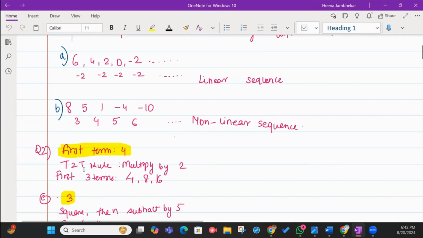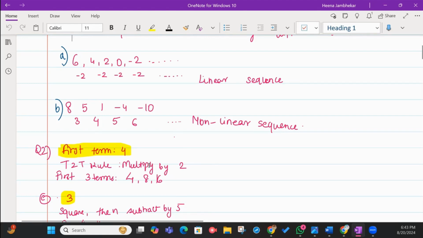Now, let us talk about term-to-term rule. Okay, what do you understand by the word term-to-term rule? From the first term to the second term, there is a rule that is getting followed. That is nothing but the term-to-term rule. Meaning the rule could be add 3, subtract 3, or multiply by 2, divide by 2. It could be anything. Okay, divide by 8, divide by 100. That is nothing but term-to-term rule.